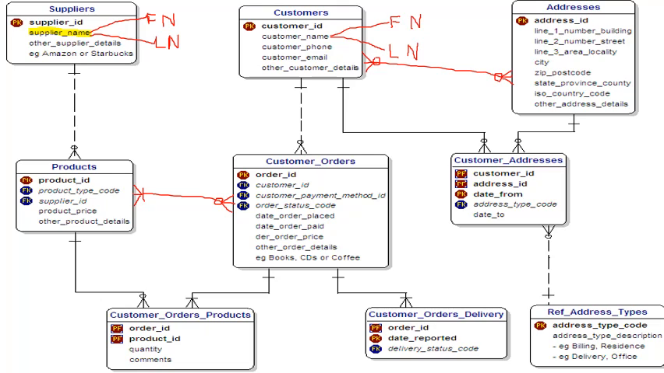After the supplier, we have products. In the products, we have product ID as a primary key and product type code as a foreign key and supplier ID as a foreign key. The relationship between the supplier and products is 1 to 0 or many, because a supplier can produce 0 products or many products.